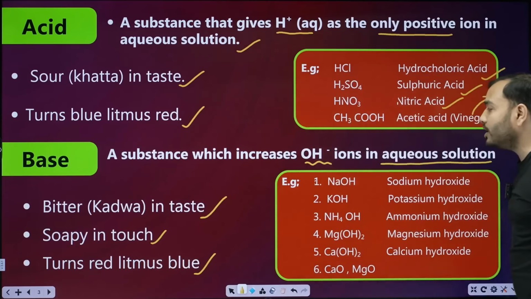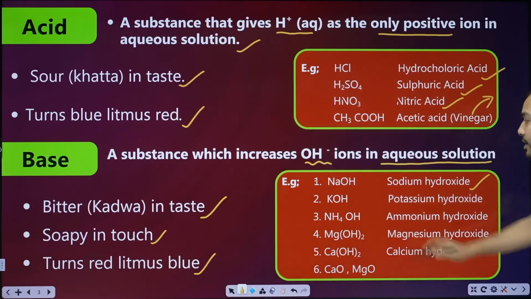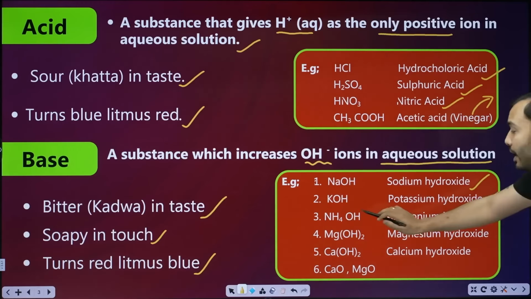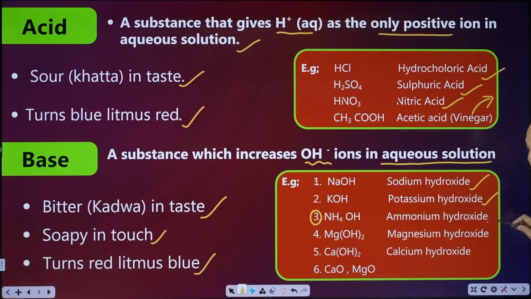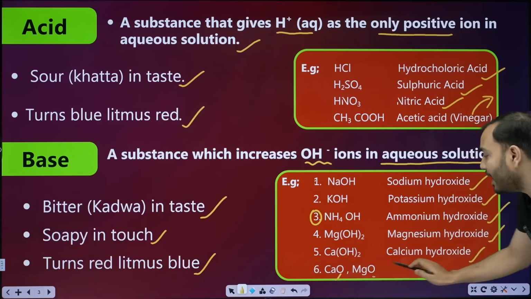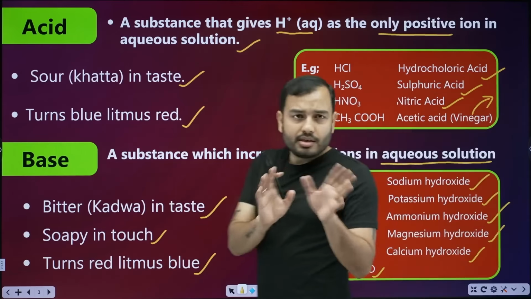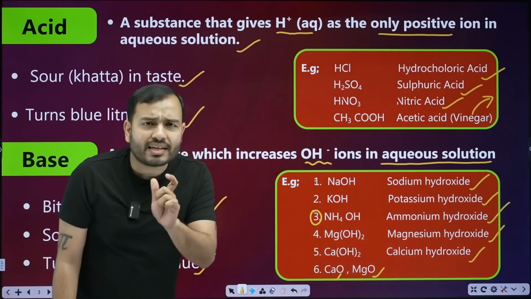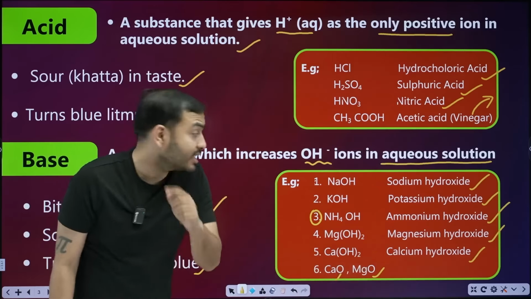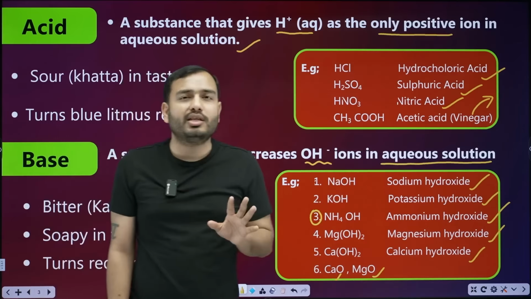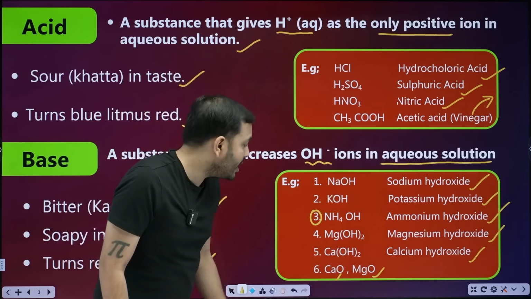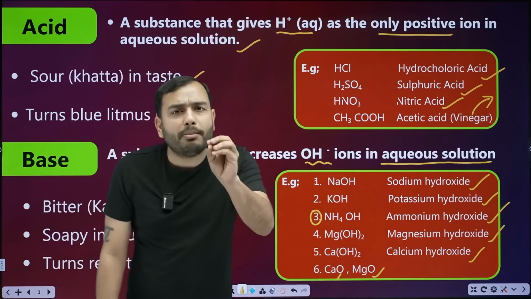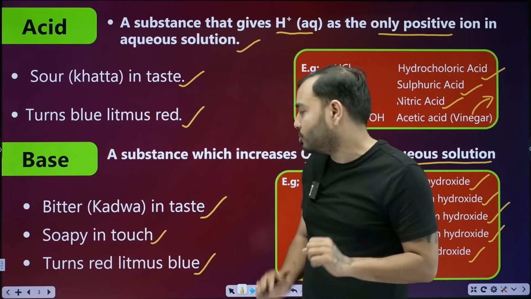You must remember the names of some bases: NaOH, sodium hydroxide; KOH, potassium hydroxide; NH4OH, ammonium hydroxide; Mg(OH)2, magnesium hydroxide; calcium hydroxide; calcium oxide; magnesium oxide. Generally we see metals here: potassium, sodium, magnesium, calcium. If the metal has oxygen or if the metal has OH, we call it a base. In general, metal with OH or metal with O, this we call base also. So acid and base we understand a little bit now.